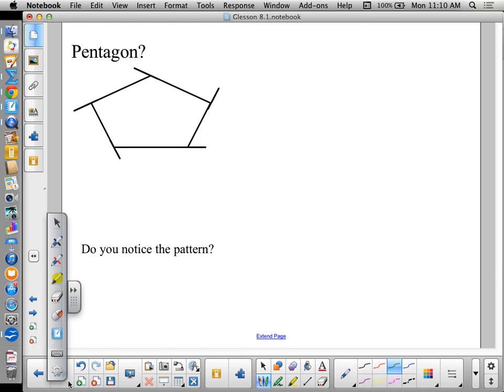How about a pentagon? Well, let's just shortcut this a little bit. If we do the interiors, A, B, C, D, and E, then we know that's 540. How many interior-exterior pairs do we have here? 5, and each one is what? 180. 5 180s is 900. So 900 minus the 540 leaves us 360.